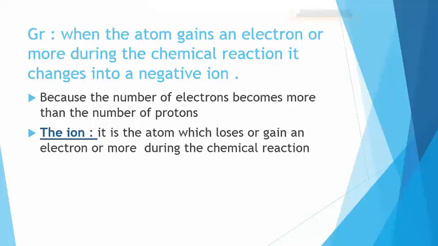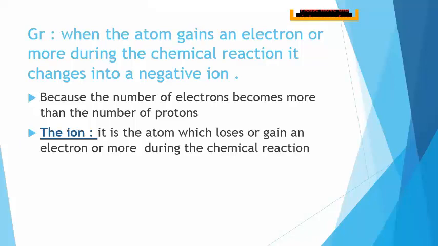There is an important question. Give a reason: when an atom gains 1 electron or more than 1 electron during the chemical reaction, it changes into a negative ion. Why? Because the number of electrons becomes more than the number of protons. On the other hand, the number of protons will be less than the number of electrons. So the positive charge will be less than the negative charge, or the negative charge will be more than the positive charge. So it resembles a negative ion.